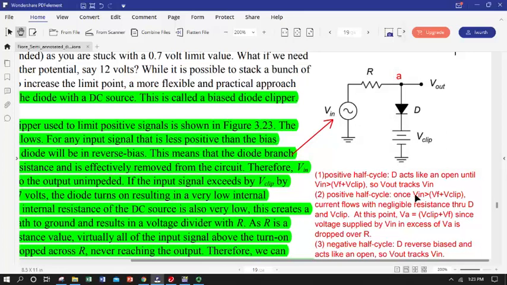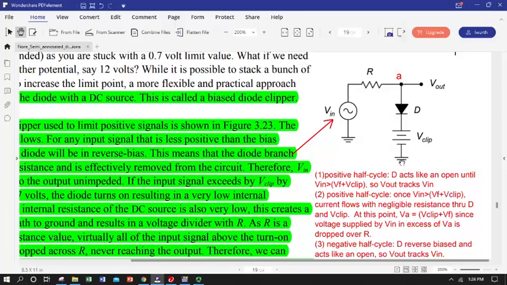Once Vin is greater than V forward plus V clip, the current's going to flow with very little resistance through the diode. Remember, a diode is a one-way valve, so we're going to be on that steep part of the current-voltage curve for the diode. As it turns out, DC sources, especially batteries, have very, very low resistance to current flow through them, especially for a time varying signal. So a battery is going to act like a short to ground from the standpoint of any kind of AC signal. Basically we create a short to ground once our V input is greater than this V forward plus V clip.